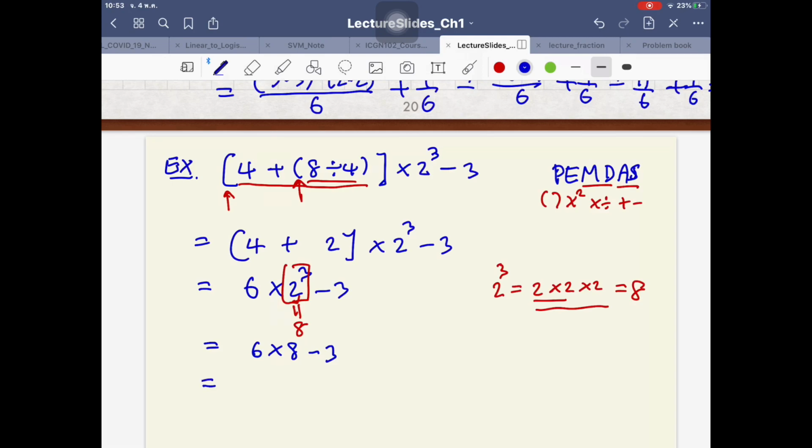So now how can we calculate this term? Again, if we follow the rule of PEMDAS, and actually we need to follow that rule, now you see that multiplying, which is the M, will have higher priority than the subtraction, which is the S. So in the next step, you need to apply 6 times 8, you get 48. And then you do the subtraction later. So the answer will become 45.